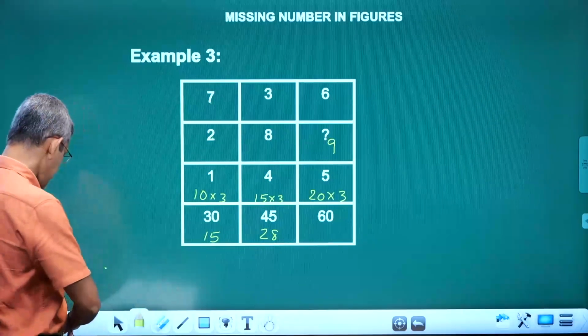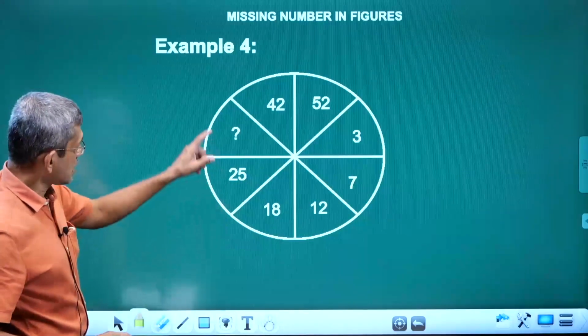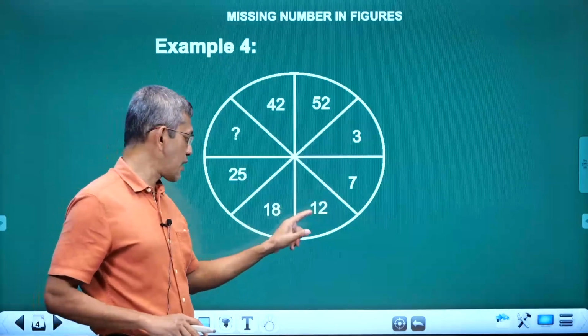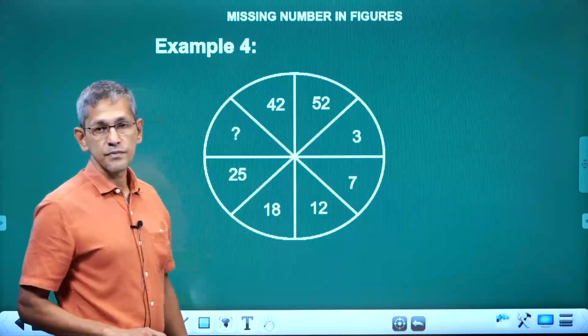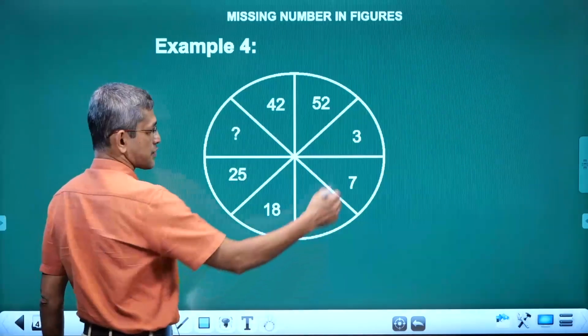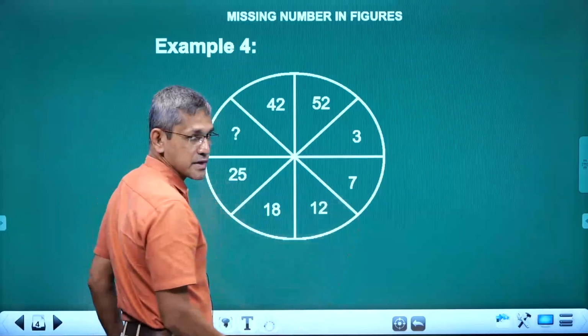All right, let's go forward now. So here what we have is 3, 7, 12, 18, 25. Something is missing, 42. So what is that? What kind of pattern? 3 into 2, 6 plus 1 is 7.